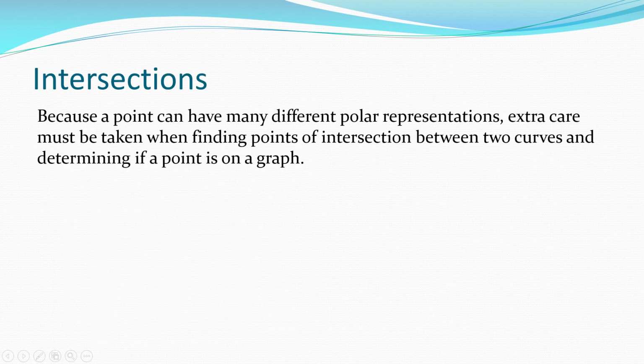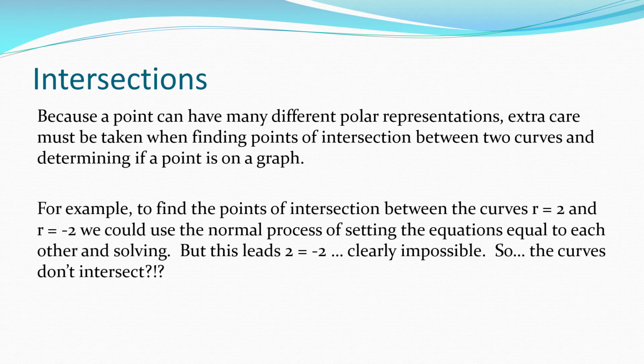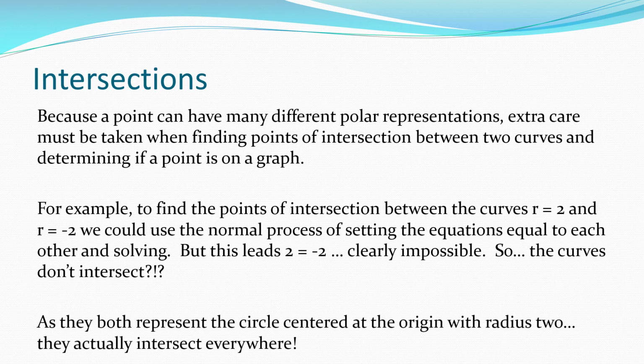Now, because a point can have many different polar representations, extra care must be taken whenever you want to find the points of intersection between two curves expressed using polar coordinates, or if you wanted to just determine if a point is on a graph. For example, if you look at the points of intersection between the curves r equals 2 and r equals -2, by the traditional method, we would just set the r's equal to each other, giving you 2 equals -2, which is clearly impossible. That would imply then, for most people, that the curves don't intersect. But they represent the exact same circle, centered at the origin with radius 2.